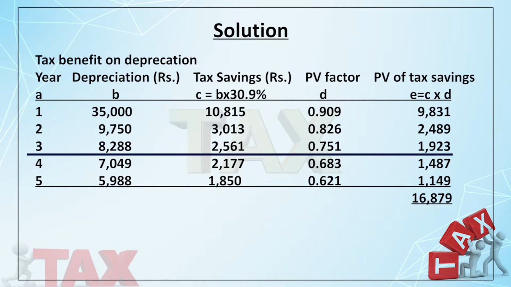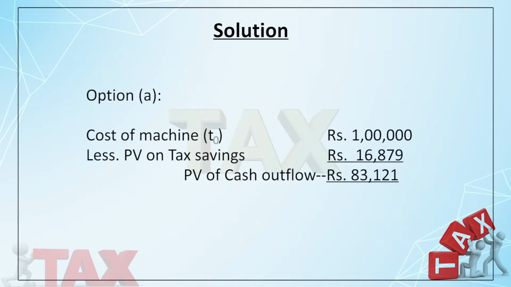In the third year, you know that it is on the basis of WDV. So in the third year, 1 lakh minus 44,750 on which you are charging 15%. Like that we did the same and we got the figure 16,879, which is the tax benefit of depreciation on the entire life of the asset. Now we shall go for the options.